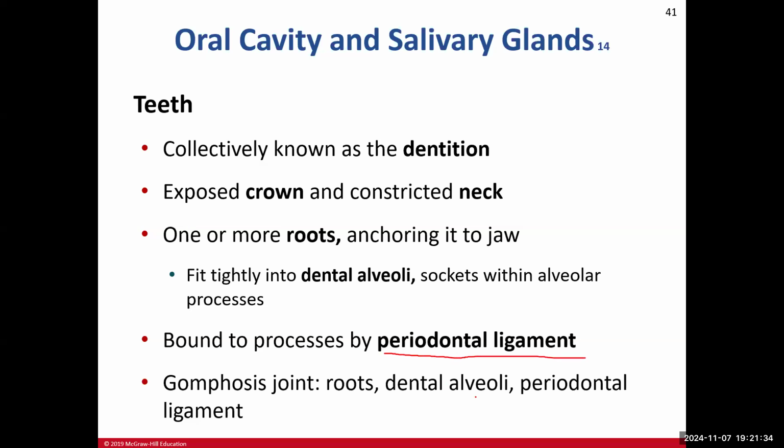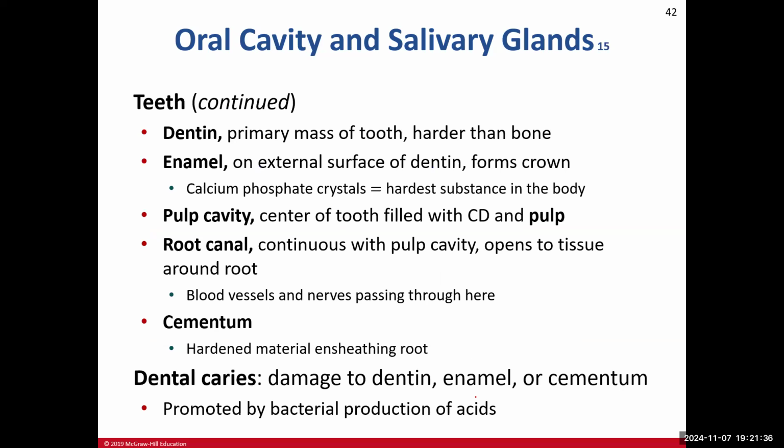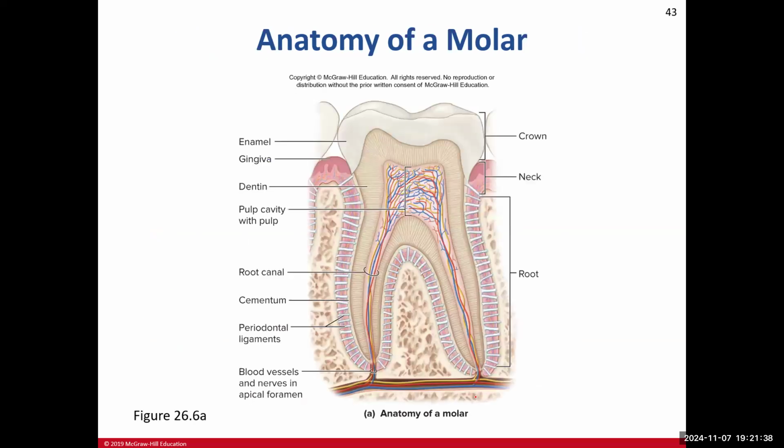All right. So let's take a peek here. First of all, I'll show you a picture. All right, so here's the exposed part. That's the crown. Then where it starts to taper down, that's going to be the neck, and that's where the gum line inserts. And then you can see the roots here. Those are going to form the gomphosis joints along with the periodontal ligaments here that hold that tooth into place.